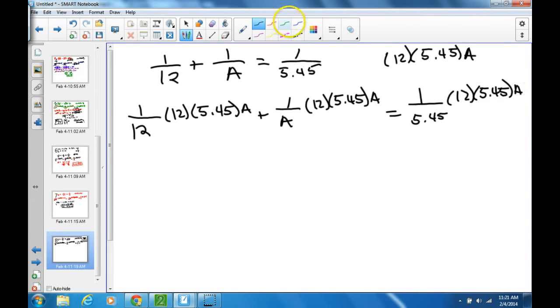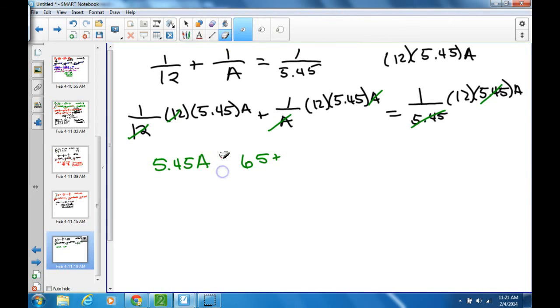Okay, so let's cross out what we have in common. We have a 12 here we can get rid of, an A here we can get rid of, and a 5.45 we can get rid of. So we're left with 5.45A plus 12 times 5.45, which is 65.4, equals 12A. Oops, it shouldn't be equals in the first spot, it should be plus.